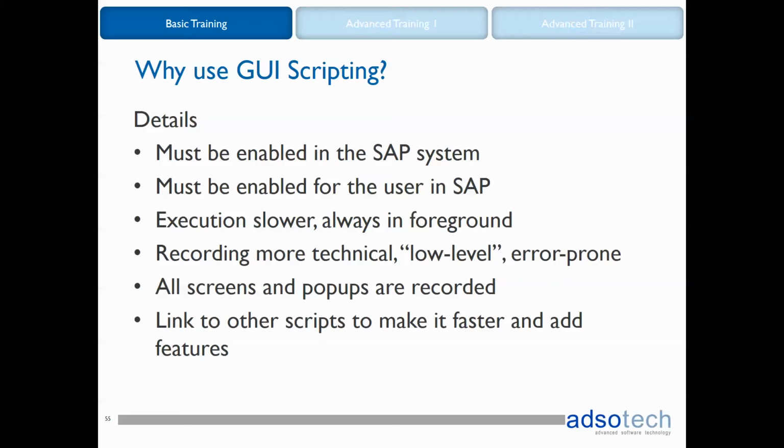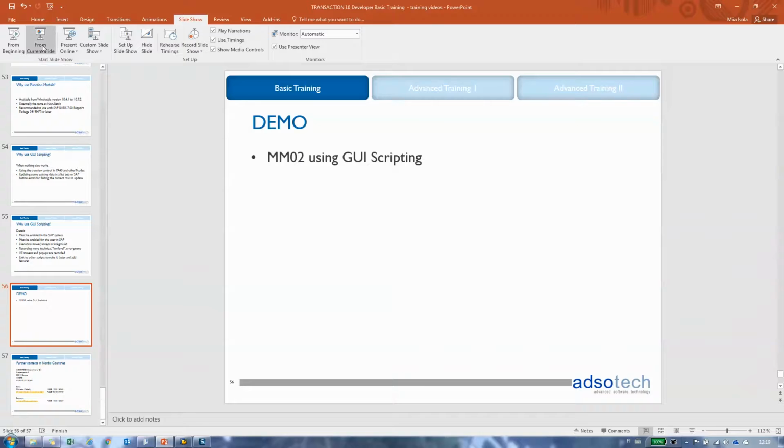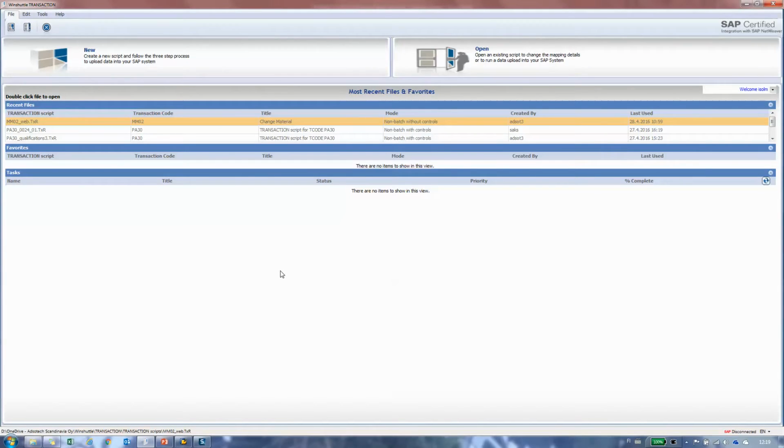But we can save time if we do as little as possible with GUI scripting, and then do everything that we can with batch or non-batch modes. We'll come back to linking in the other training sessions. So normally we use non-batch or batch modes when we create a script.